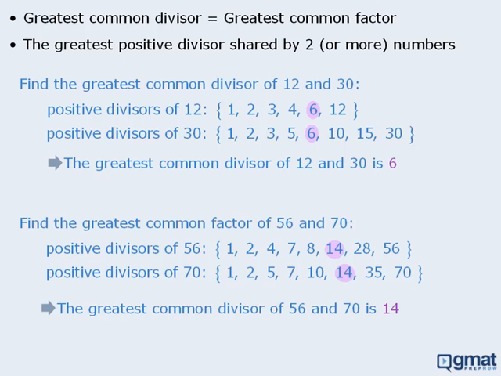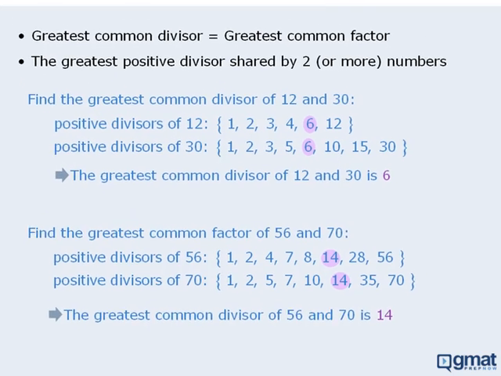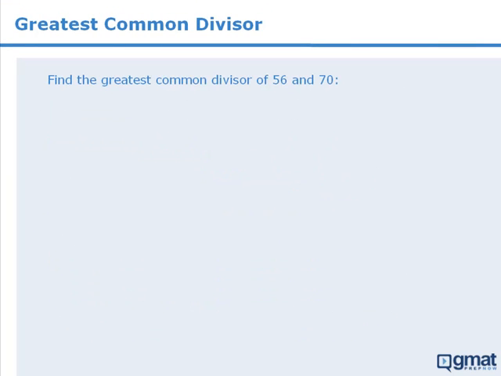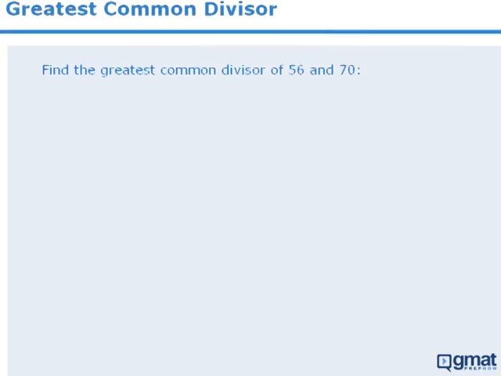As you have just seen, one method for finding the greatest common divisor is to list all of the positive divisors and then determine which of the common divisors is the greatest. Now, this method can be somewhat cumbersome when dealing with large numbers, so let's look at another technique for finding the greatest common divisor. To demonstrate this technique, we'll find the greatest common divisor of 56 and 70.